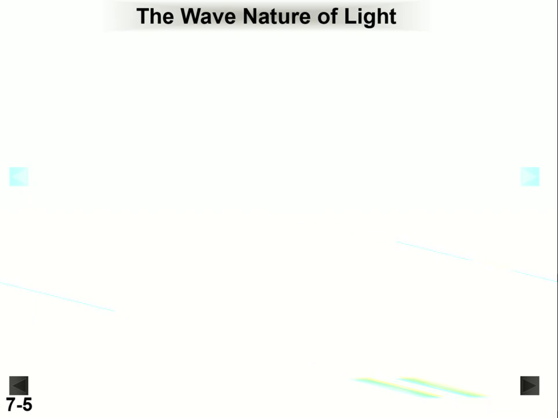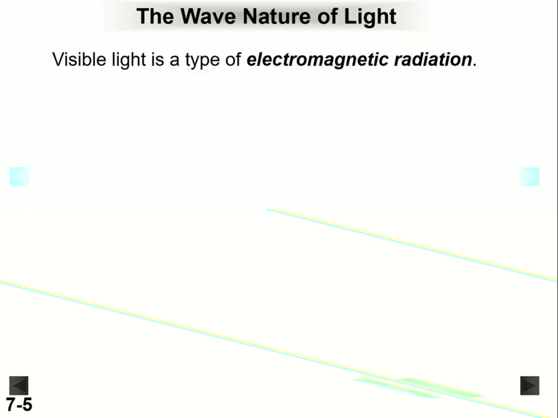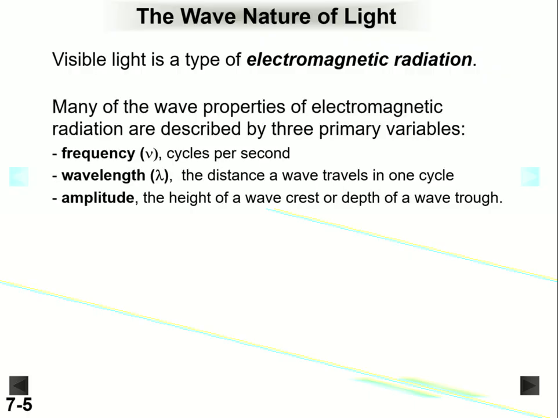As we start off, we're going to look at the wave nature of light. Light is a type of what's called electromagnetic radiation. We don't have time to go into details on electromagnetic radiation. In physics, you would get a lot more information on this, especially in upper level courses and advanced chemistry courses. At this point, it's just sufficient to say that electromagnetic radiation is a wave. That's one of its properties.